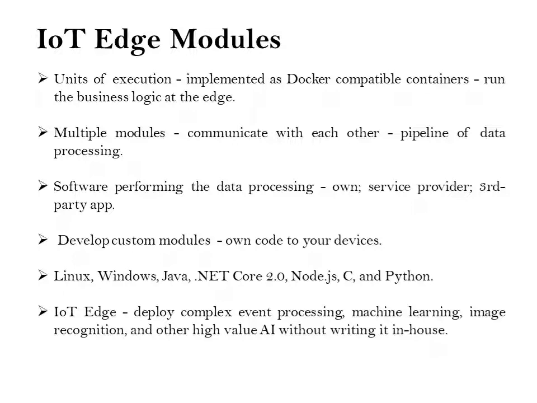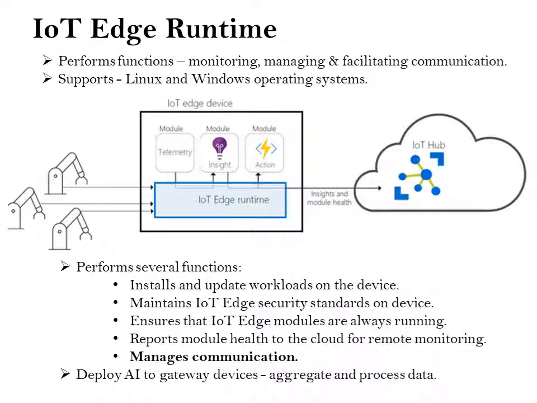You can also develop custom modules that provide insights offline and at the edge. To deploy your own code to your devices, IoT Edge supports both Linux and Windows so that you can code to the platform of your choice. It also supports Java, .NET, C, Python and many more so that the developers can write code in a language they already know and use the existing business logic. Further, IoT Edge allows you to deploy complex event processing, machine learning, image recognition, and other high-value AI without writing it in-house.